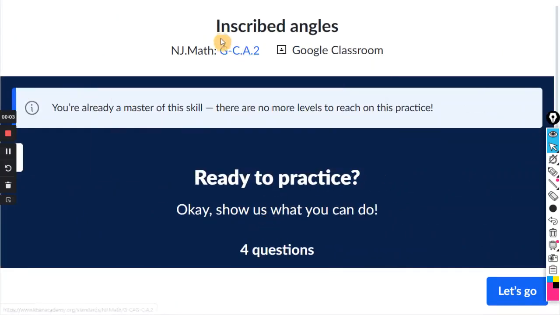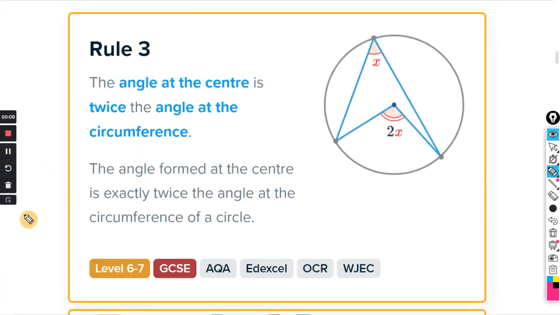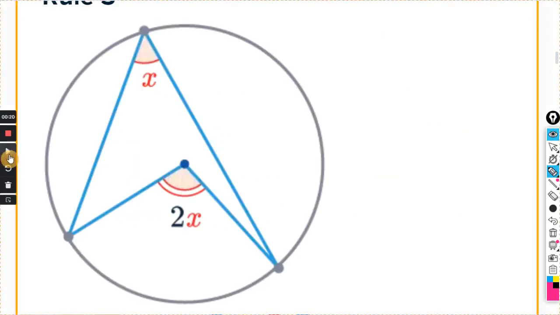This will be for the con exercise, inscribed angles. All right, so the main theorem you need for this exercise: you need to know that the angle at the center is twice the angle at the circumference. All right, so let's look at the diagram.